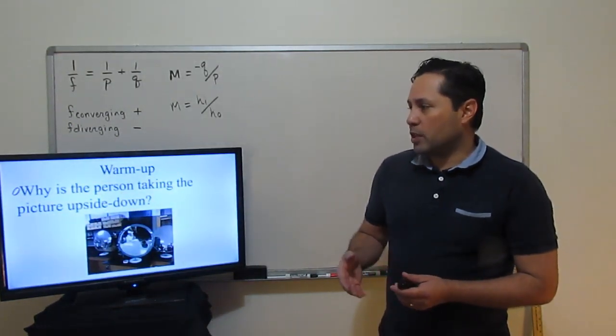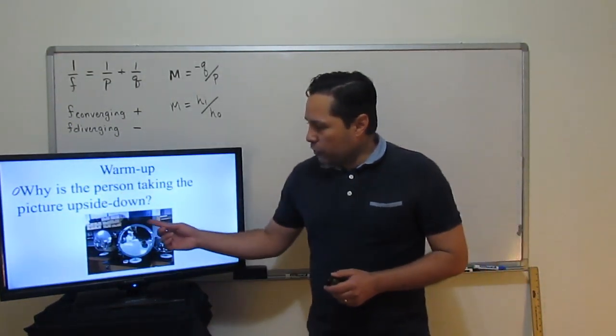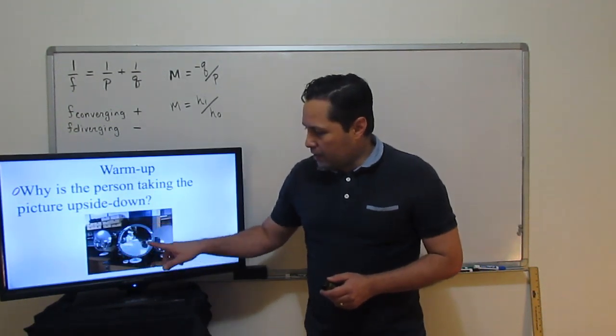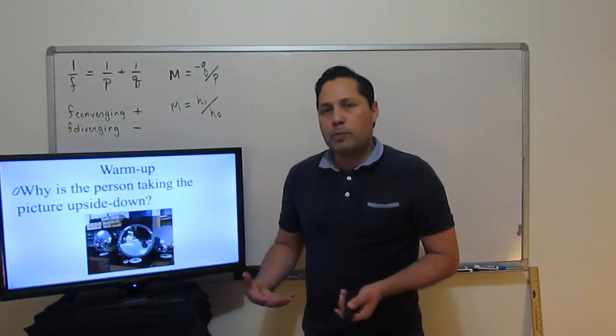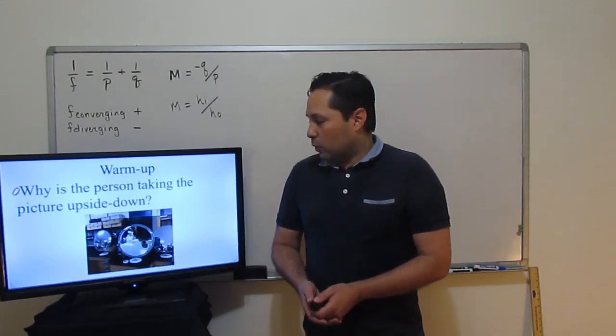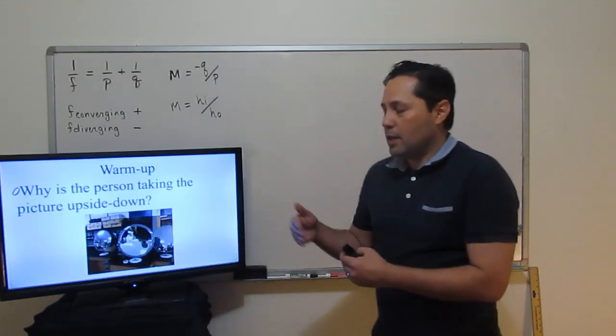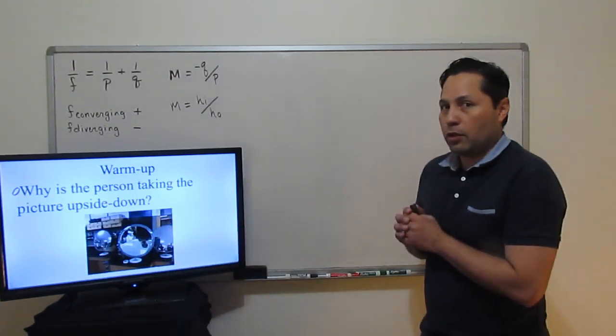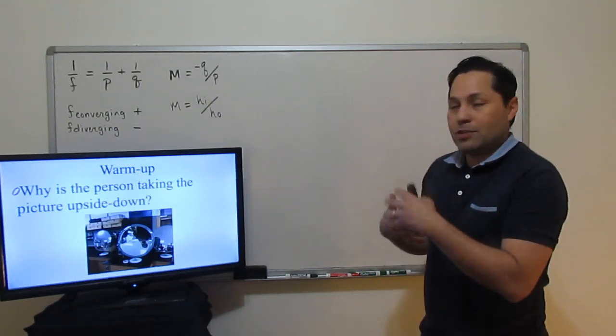Why is the person taking the picture upside down? If you look closely, in here you have a mirror and the image, there's their head, there's their body, they're upside down. The answer for that? Well, they are probably too far behind. If you're behind the focal length, then your image is upside down, it's inverted.